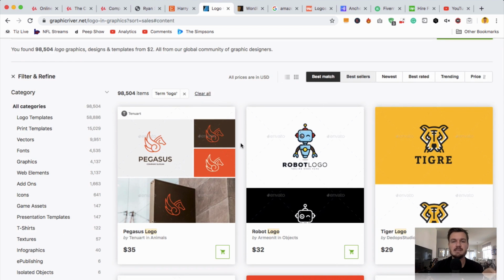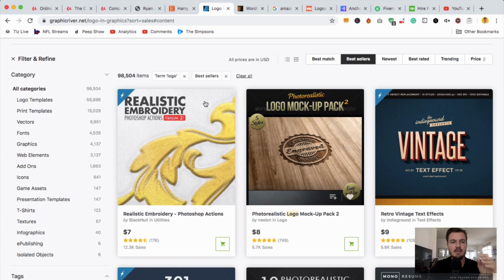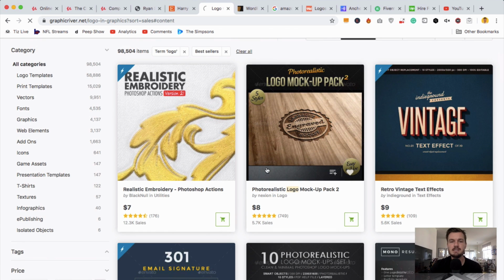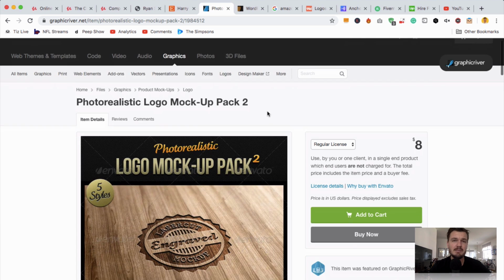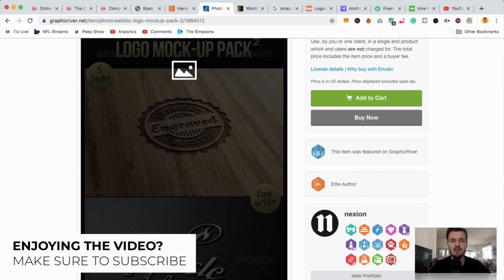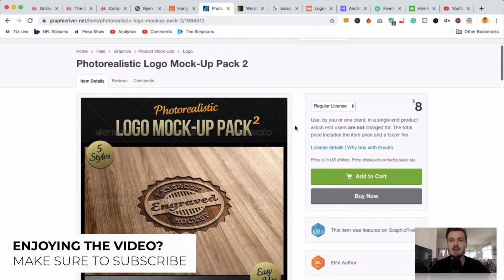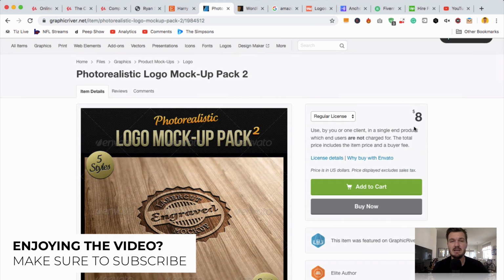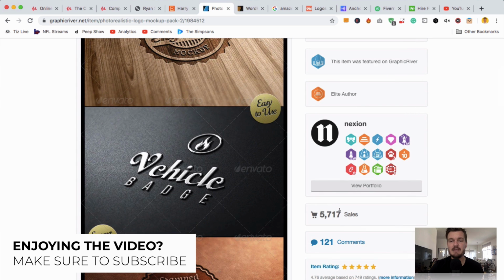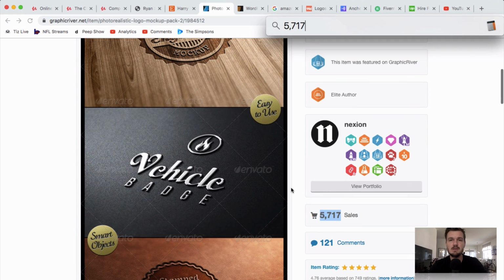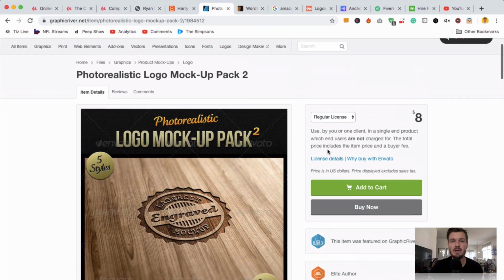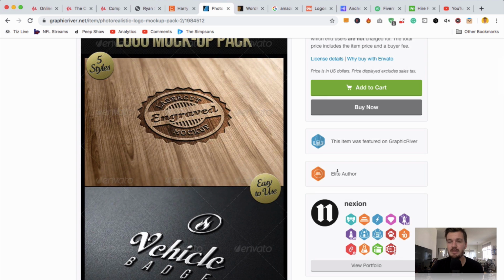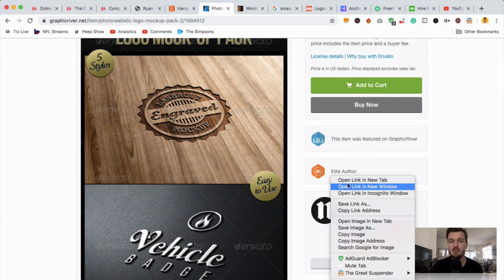If we go to the best sellers, for example, this one here is going to be selling for $8 and it's just a logo mock-up. It's not even a logo itself, but essentially you'd put your own logo in here and it would look like it's engraved. But this here is only $8. That might not sound like a lot, but when you consider this has had 5,700 sales times $8, that's $45,000 for just this one file. And I can bet you that this guy is going to be having a lot more than just one logo.